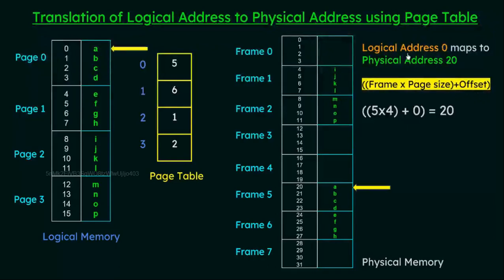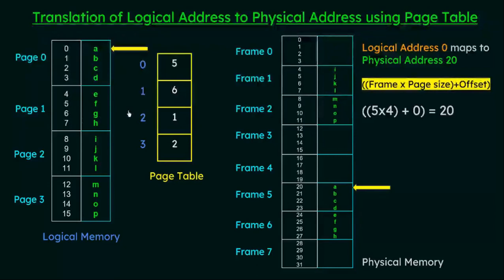So what is the offset here? For logical address 0, the offset is 0. And why is it 0? Offset means the position within the page. So for 0, the offset is 0. For 1, the offset is 1. For 2, it is 2. And for 3, it is 3. Similarly, for page 1 also, 4 is offset 0, 5 is offset 1, 6 is offset 2, and 7 is offset 3. So that is how we calculate the offset.